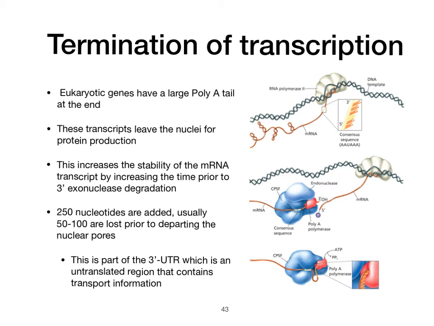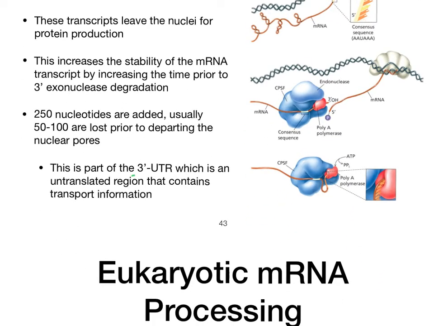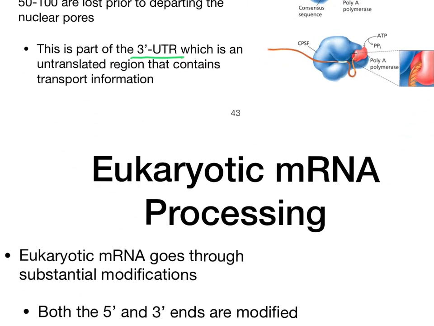if we add 250, somewhere on the order of 50 to 100 are lost before it departs the nuclear pore. So this is part of the 3' UTR, which is a new acronym that we haven't met yet. So UTR stands for the untranslated region.